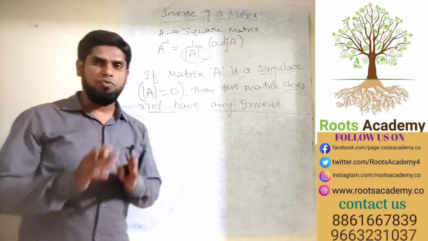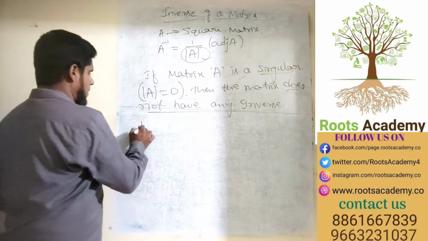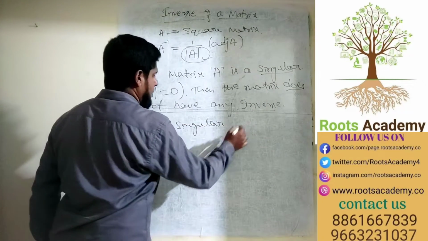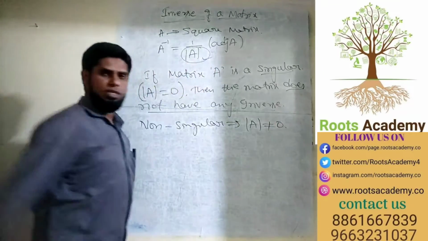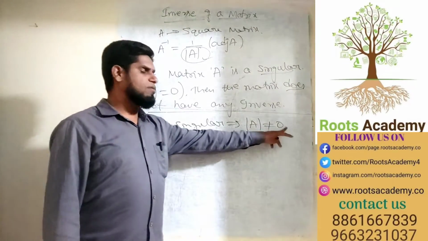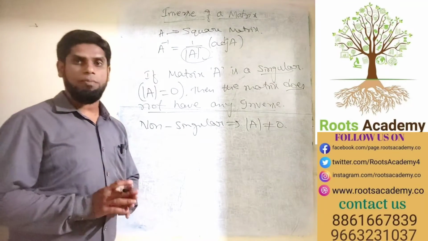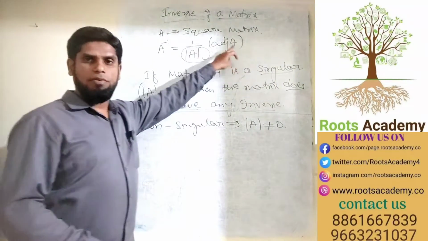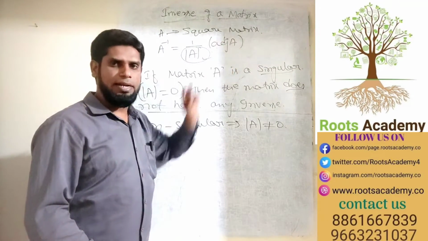Inverse is possible to find if a matrix is non-singular. Non-singular means determinant A is not equal to 0. It can be positive, it can be negative, anything, but it is not equal to 0. So students, we should keep this in our mind when we are finding the inverse. And the next part is adjoint, and we know how to find adjoint. It is just the transpose of the cofactor matrix.